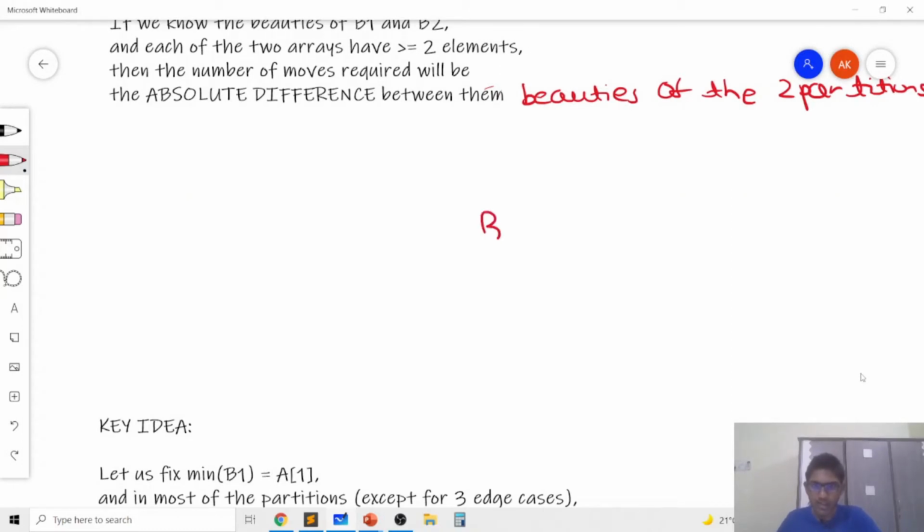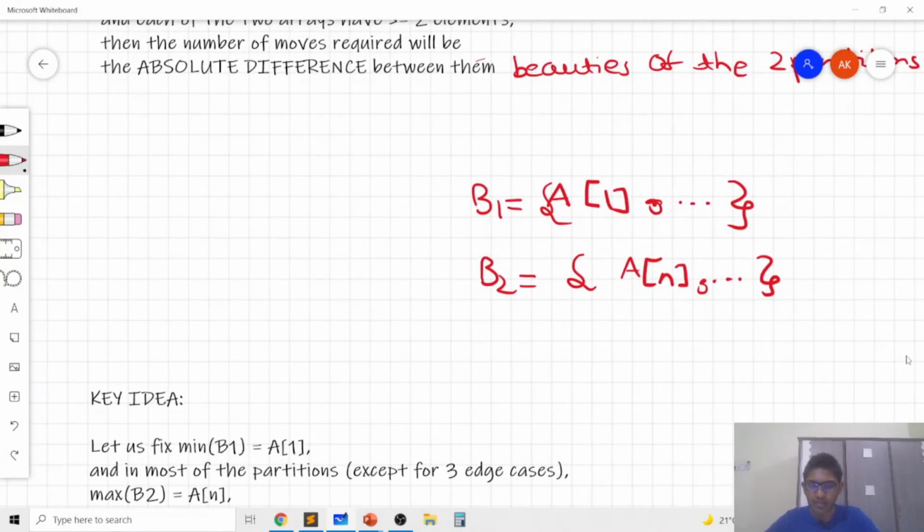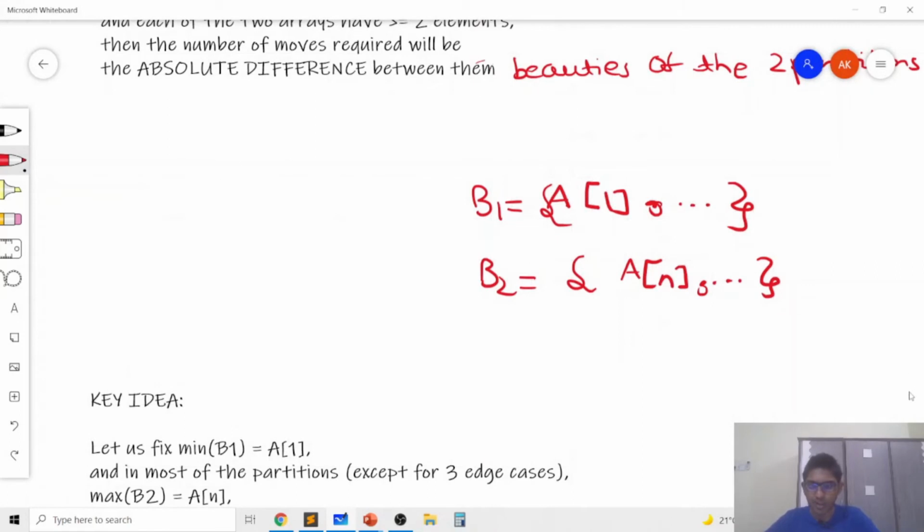So let's say that we define B1 to contain A of 1 in it, and it contains some other elements. And in most cases, B2 will contain A of n. Obviously, there will be one case when B1 also contains A of n, but that is an edge case which I'll be dealing with separately. So let's say B2 contains A of n. Then it's clear that the minimum element in partition B1 is A of 1, and the maximum element in partition B2 is A of n.